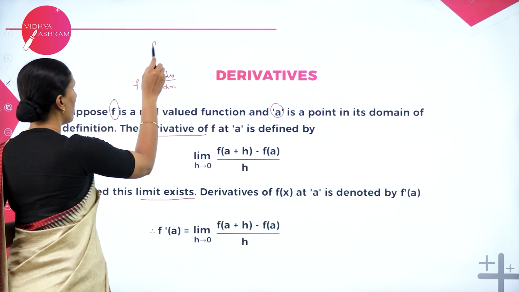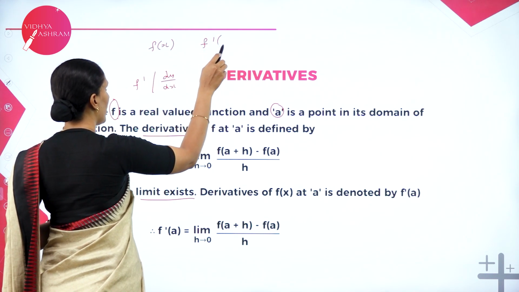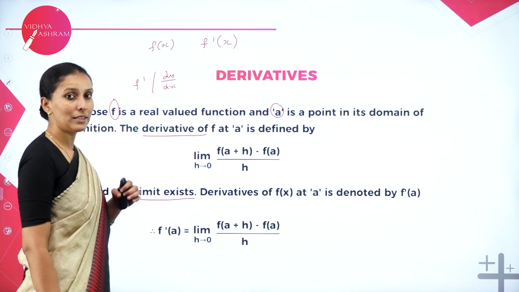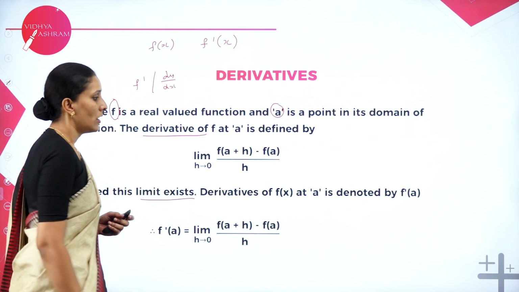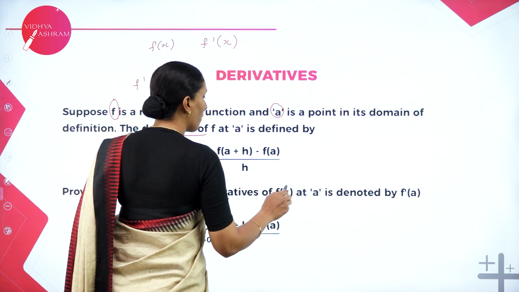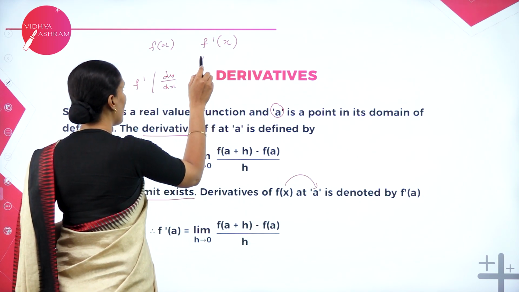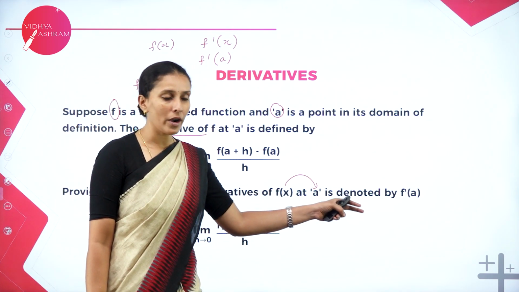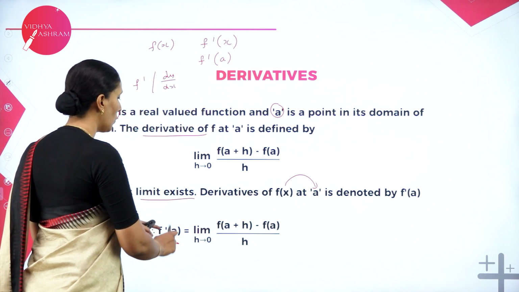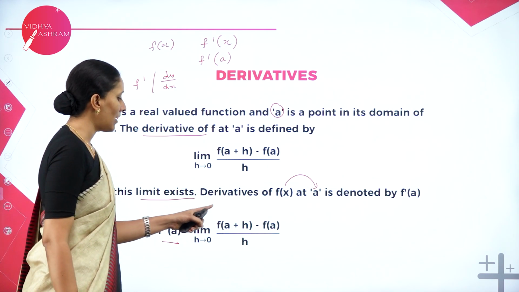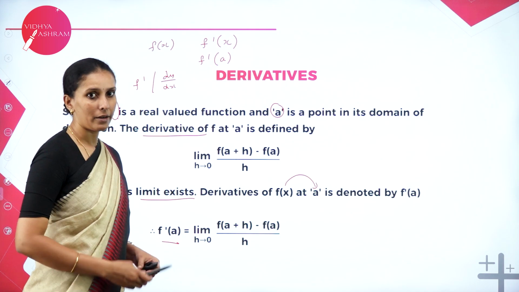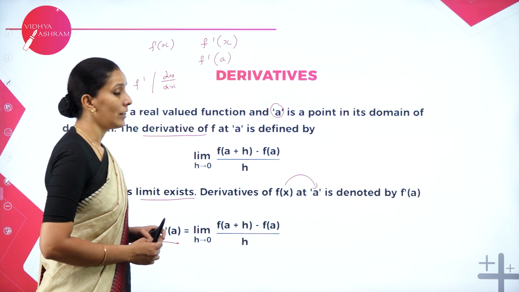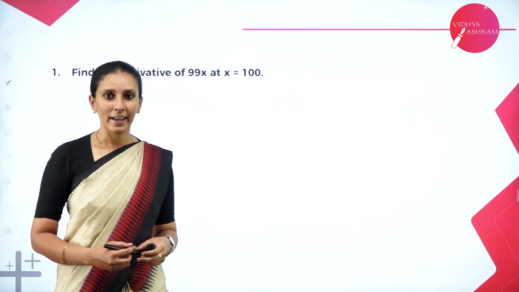So if f of x is the function, then the derivative of the function is denoted by f dash of x. That means we are finding the derivative of a function with respect to x. If the derivative is found at point a, then instead of f dash of x, we write it as f dash of a. Thus, the derivative of the function at a point a is given by f dash of a, whose definition is the same, that is limit f of a plus h minus f of a divided by h. So this is how the derivative is defined. Let us take an example here.